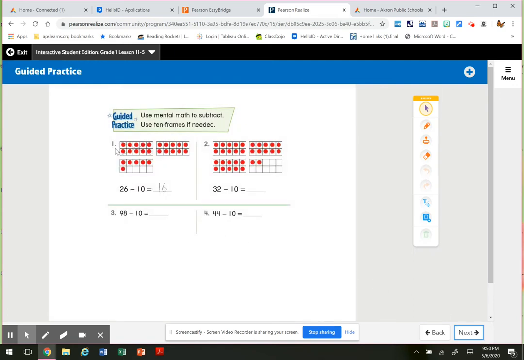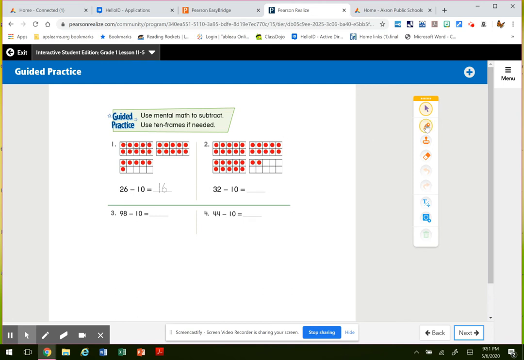Guided practice. It said use mental math to subtract. Use 10 frames if needed. So this first one has been done for us. We have 26 minus 10. And if you look closely, we have these 10 frames. We have 10, 26 minus 10. They crossed out one of the 10 frames. Now we have 10, 11, 12, 13, 14, 15, 16. So 26 take away 10 equals 16.